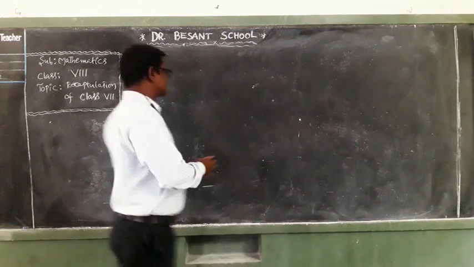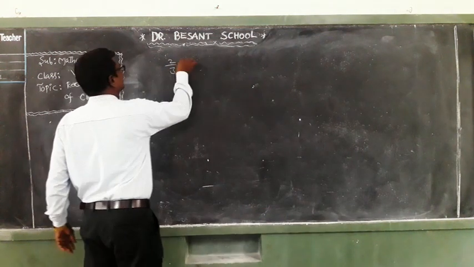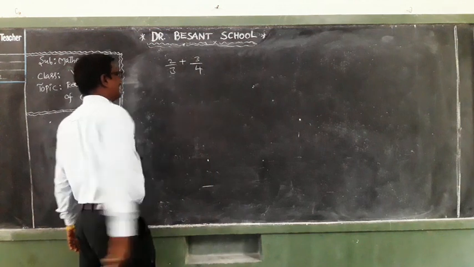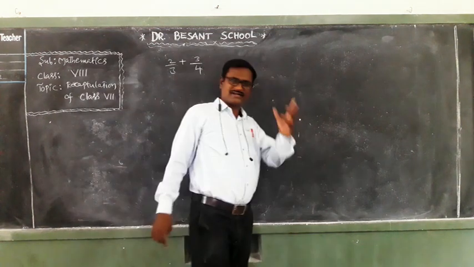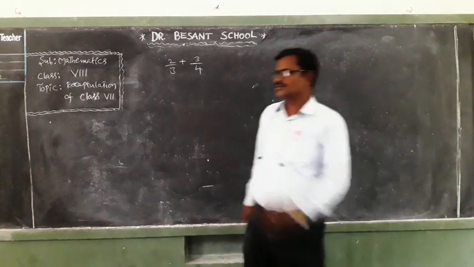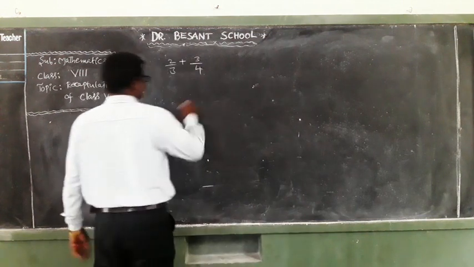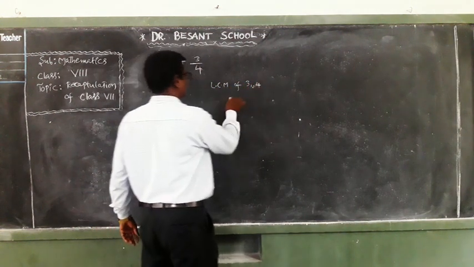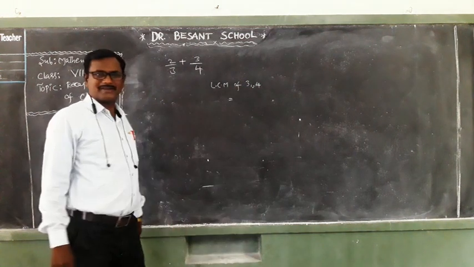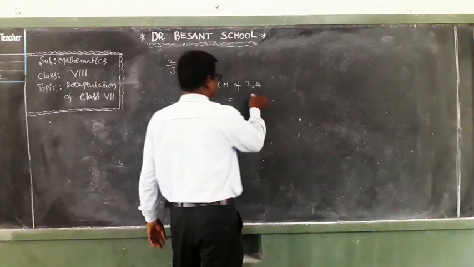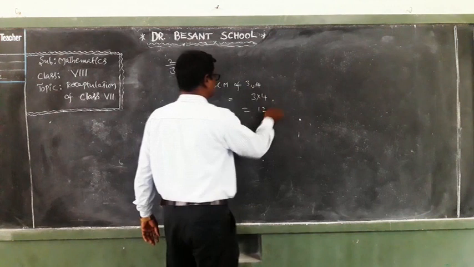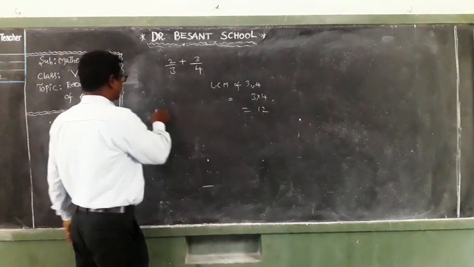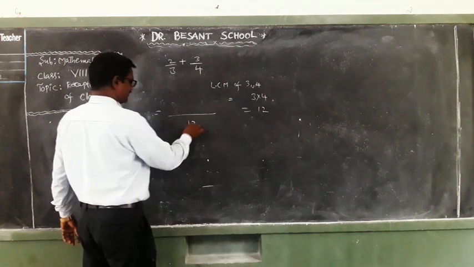For example, this is 2 by 3 and this is 3 by 4. Adding 2 by 3 and 3 by 4. We learned addition of fractions in our previous class. So how to add these two fractions? Let us first find the LCM of 3 and 4. 3 and 4 are not divisible by any common number, so their product is the LCM. 3 into 4 is equal to 12. So 12 is our LCM.